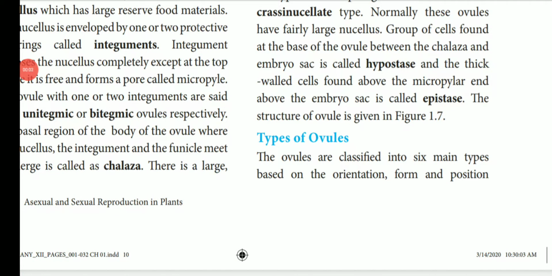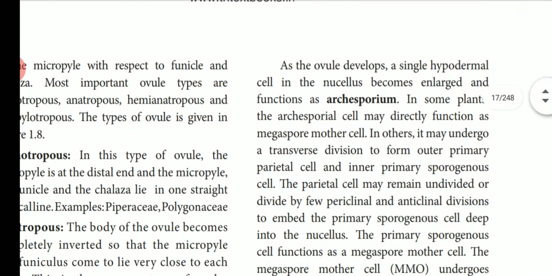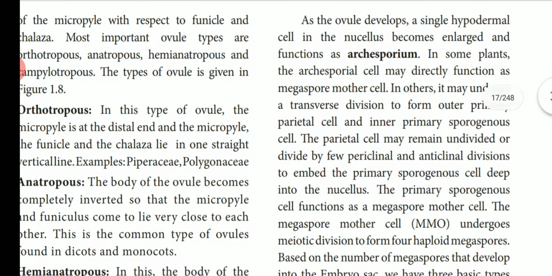Good morning students. Today we are going to study about types of ovules. In the last class we have seen about the structure of ovules. If you take the types of ovules, the ovules are classified into 6 main types based on the orientation, form, position and the position of micropyle with respect to the funicle and chalaza.